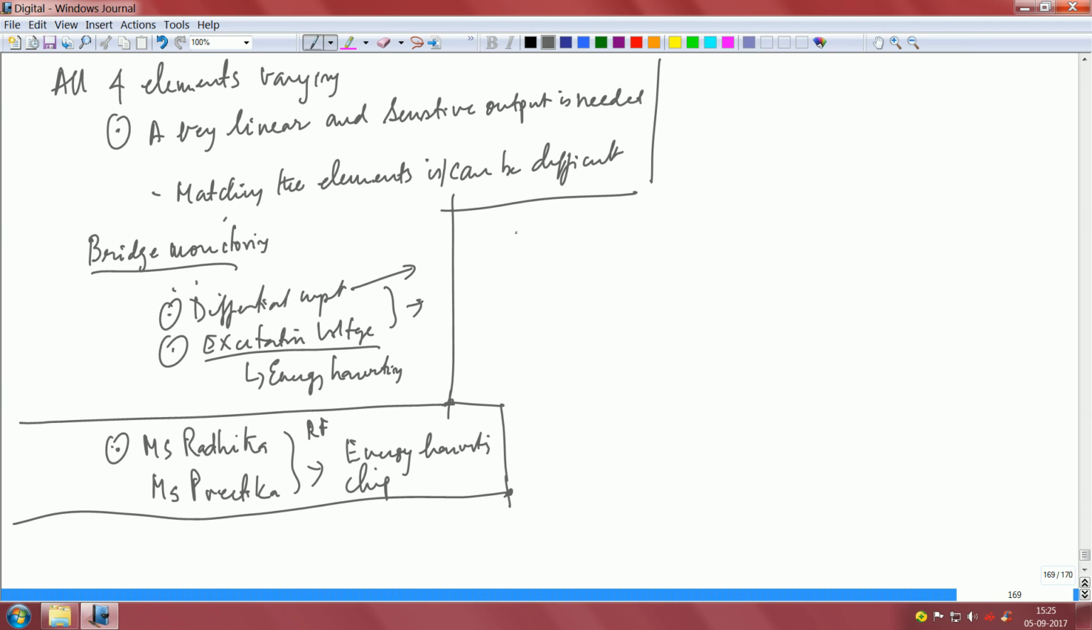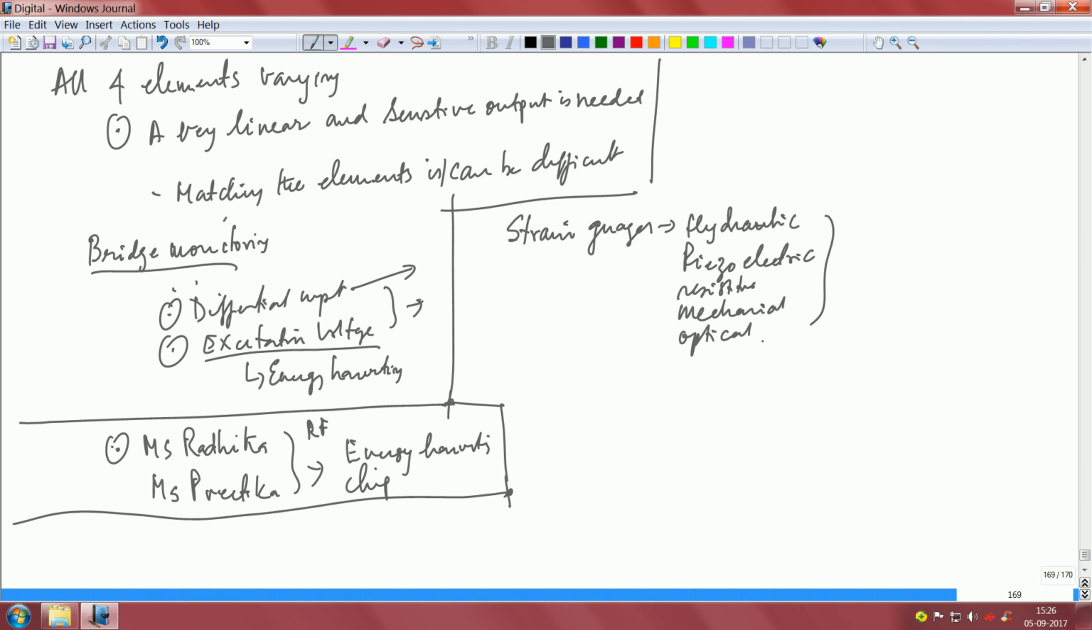So, if you look at strain gauges, you will see that there are many of them. You will get hydraulic, piezoelectric, resistive, mechanical, optical, and so on and so forth.